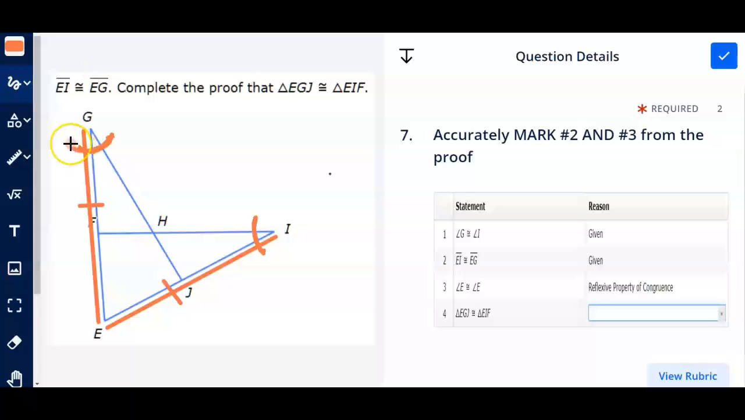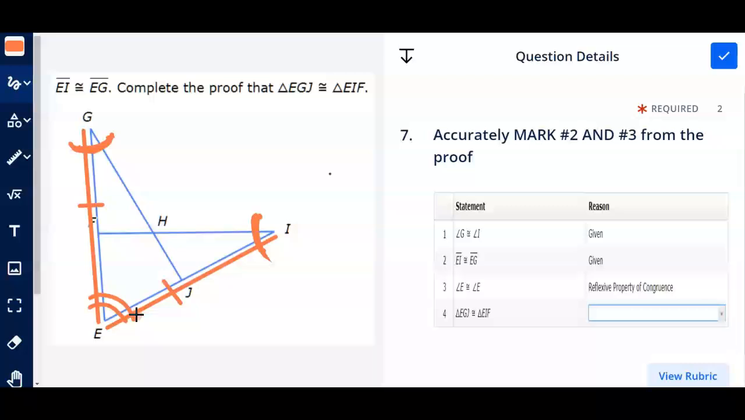Okay, so I already have a single angle mark on angles G and I. So this second set of angles needs to be a double angle arc. And angle E is congruent to itself, so I'm just marking that double angle mark in one place because angle E is congruent to itself. Now, it's going to be helpful when trying to work with overlapping triangles.